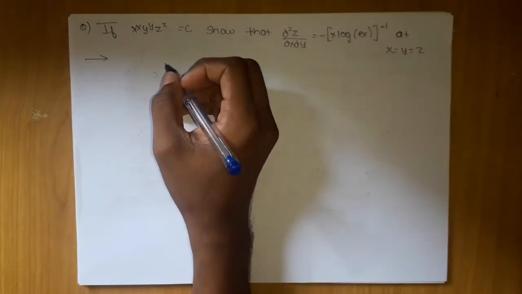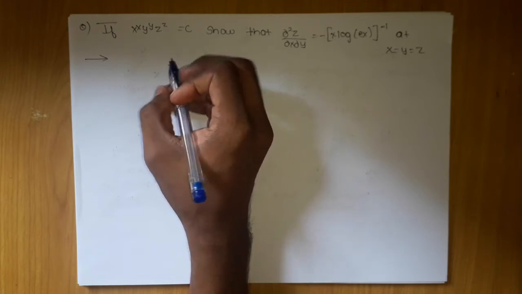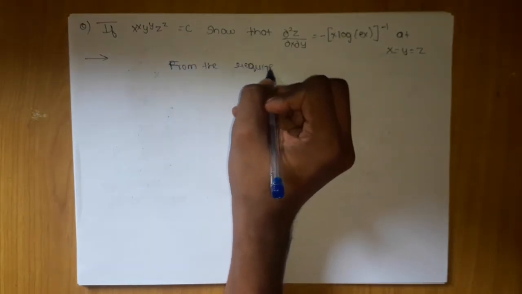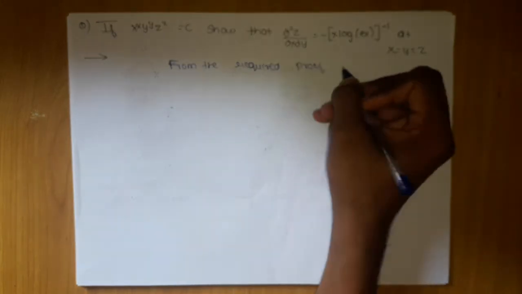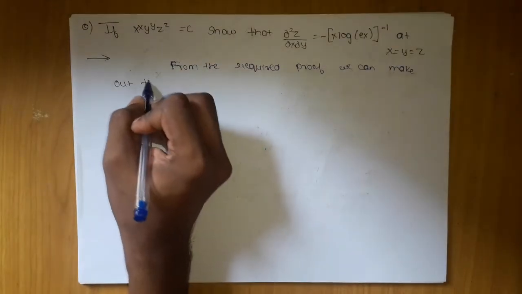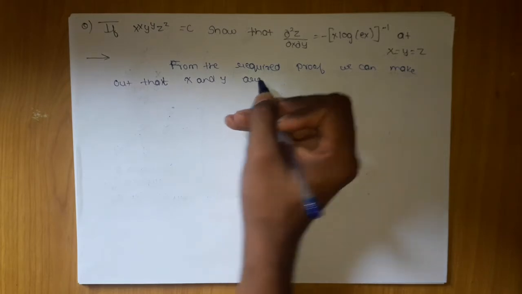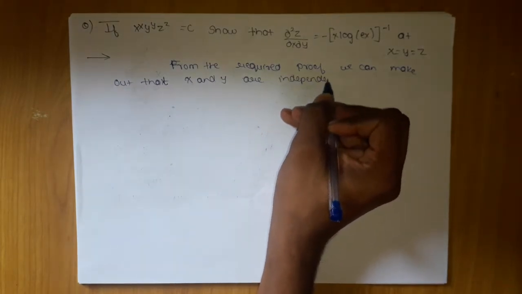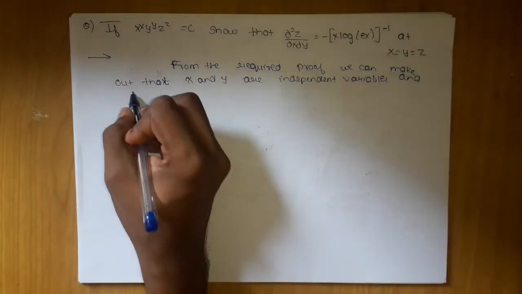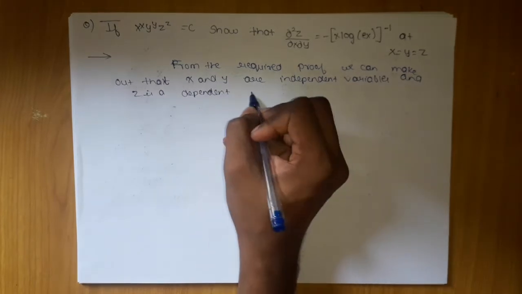What we can do is first, from the required proof, we can make out that x and y are independent variables and z is a dependent variable.